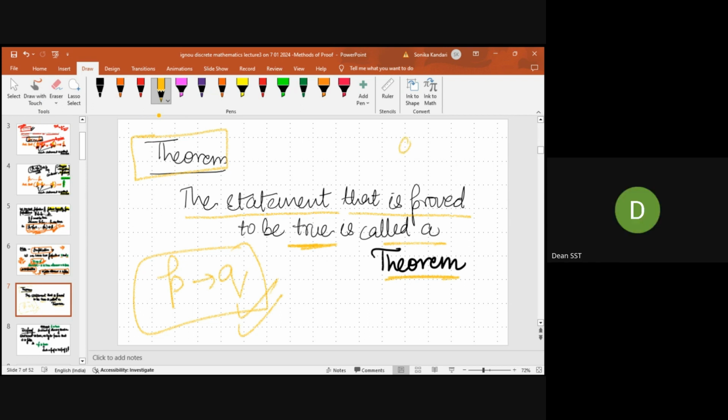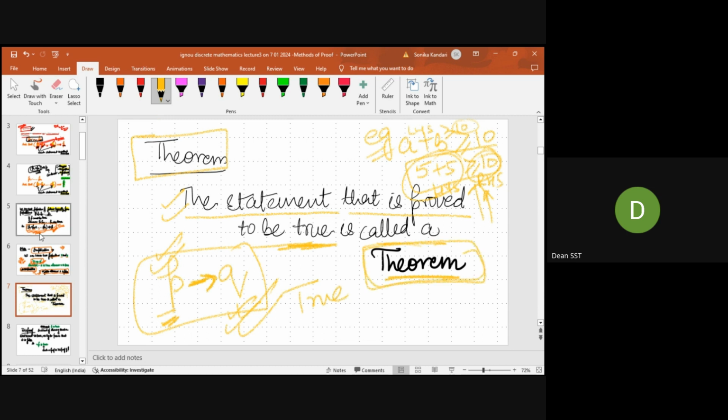Suppose I say A plus B is greater than or equal to 10. And I put here values: 5 plus 5 is greater than or equal to 10. Here we can see that the left hand side is equal to the right hand side. It means we have proved it. In this way, we will prove. We will have different methods of proving, and we will see them one by one. This is the simplest example of proving, the mathematical form. I have used arithmetic calculation to prove that left hand side is same as right hand side. In general, when we write statements in the form of implication and we prove it to be true, we say this is a theorem. The statement that is proved to be true is called a theorem. Now we will see what types of theorems we have and how we will prove them.